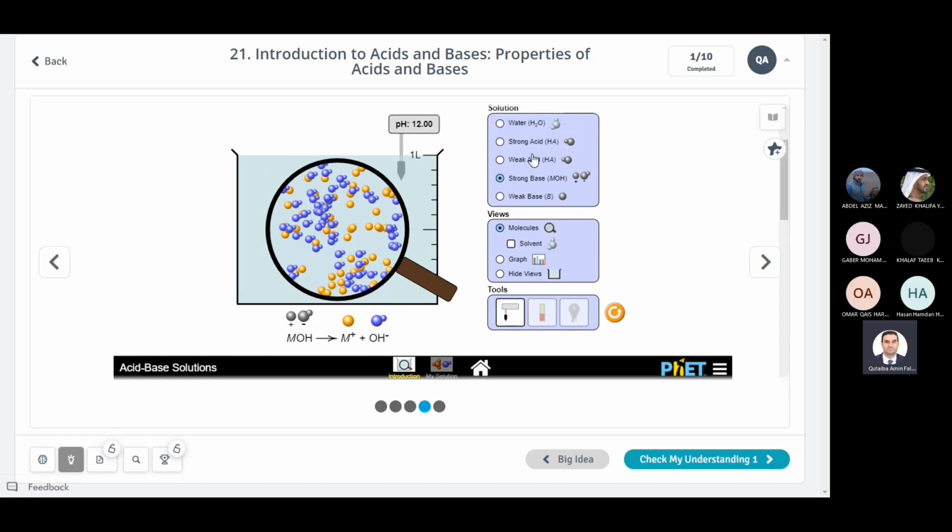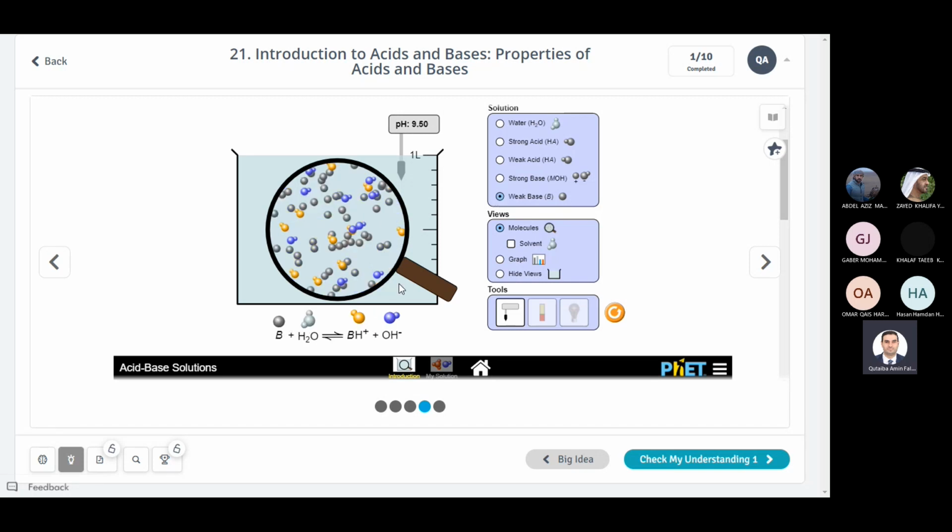So we have two indicators to know whether this is an acid or a base. The first indicator is pH. The second indicator is the ions. So let's see this. This one has more of the blue compared to the positively charged ions. 1, 2, 3, 4, 5, 6, 7, 8, 9. So the concentration of blue is more than the concentration of positively charged ions.